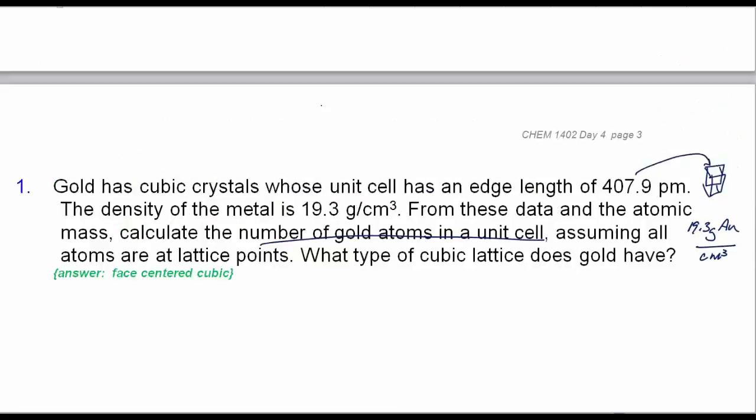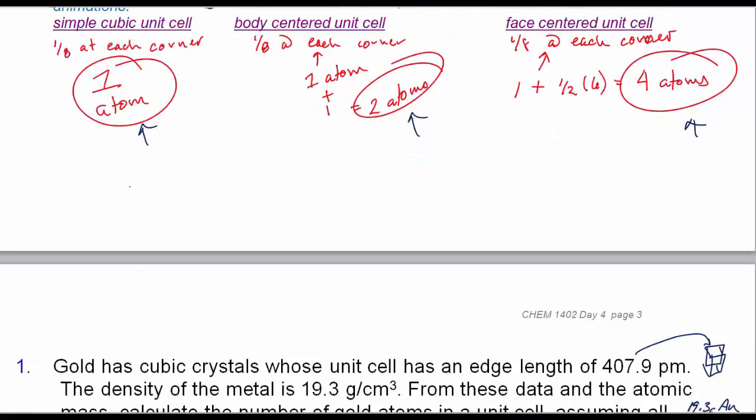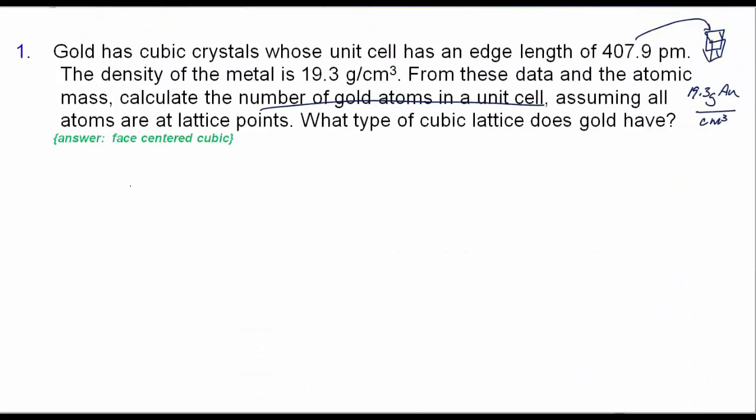What they're talking about is this: are we going to get 1 atom, 2 atoms or 4 atoms? If we get 1 atom, it's simple; 2, body-centered; and 4, face-centered. So we need to calculate the number of gold atoms in a unit cell.